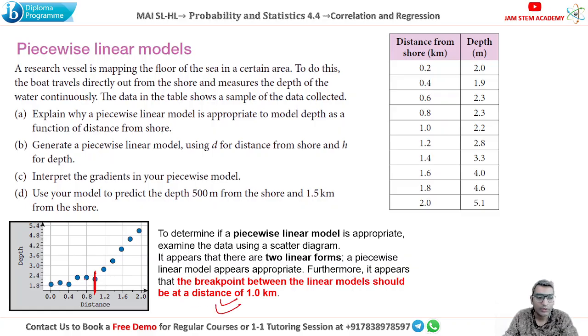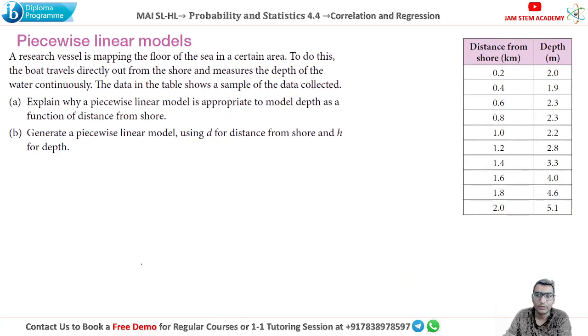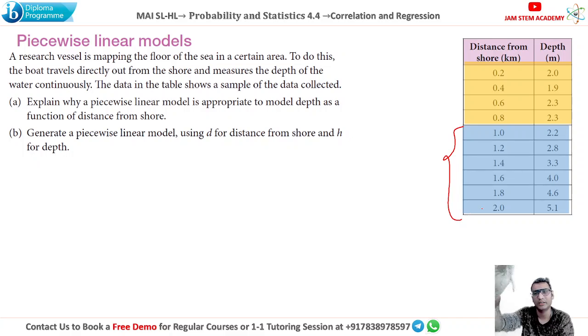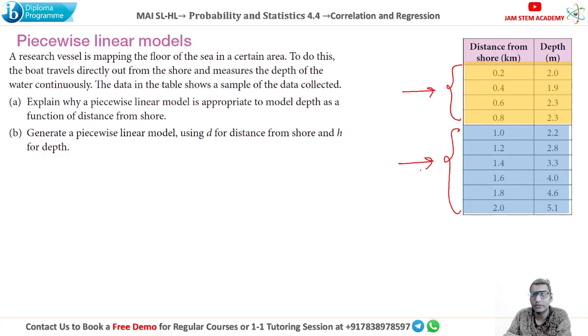So let's find two separate models. First I will take those points which are up to 1, and then I will calculate the equation of linear regression corresponding to these. Similarly, I will take those points which are more than one, or you can include one in the first or this second set. That will not make any difference. So for the first part, similarly to the previous question, just find the equation of linear regression using this data, and find the equation of linear regression using this data.